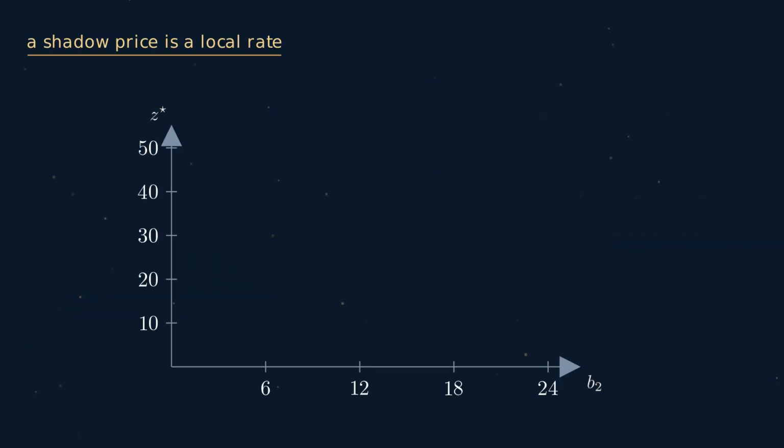Let's plot what we just discovered. Along the bottom, how much of the second resource you have. Up the side, the best profit you can reach with it. It isn't a straight line. It's a chain of straight pieces, and each piece gets flatter than the one before. That shape is the whole idea of a shadow price in one picture.